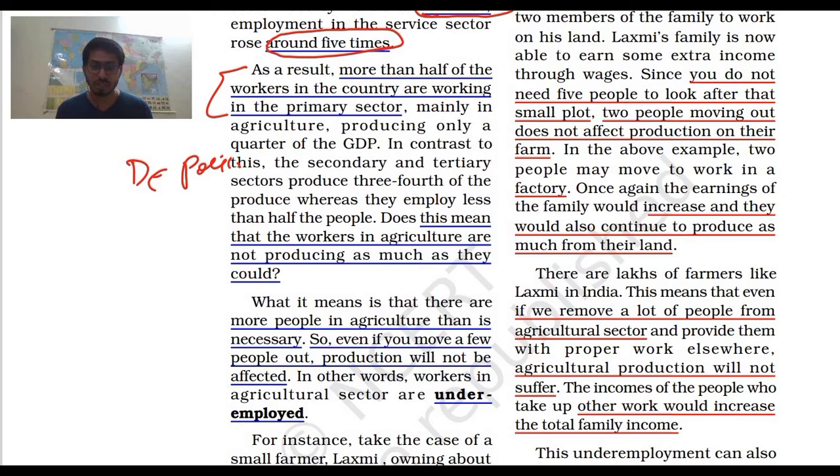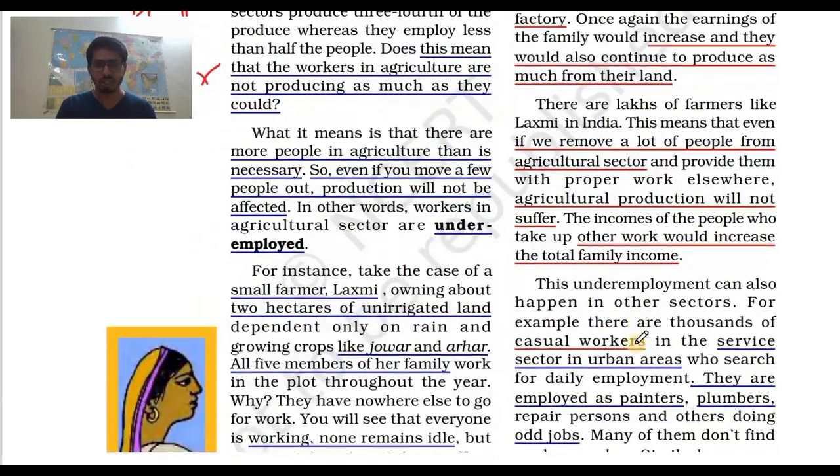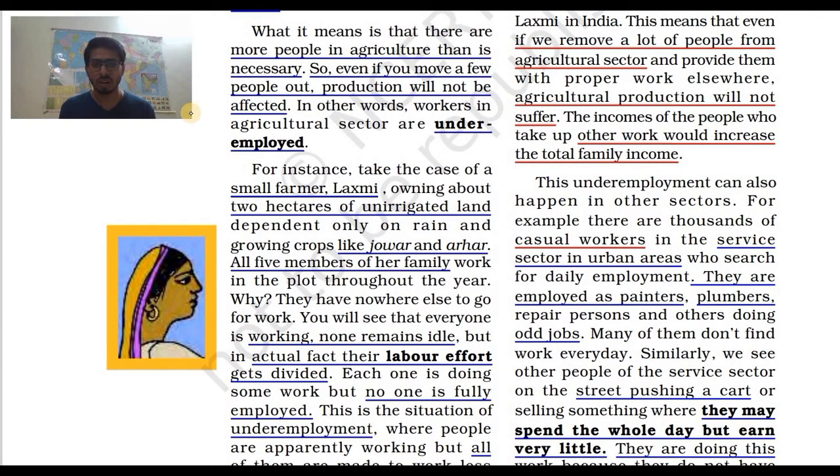So does this mean that the workers in agriculture are not producing as much as they could? Answer is no, it's not the reason. The actual problem in the agriculture sector is that more people are employed, which is not required. So this we are going to learn in the next video better. We'll learn about underemployed, labor effort, and disguised unemployment. These all three things, and the other things we are going to read in the next video.